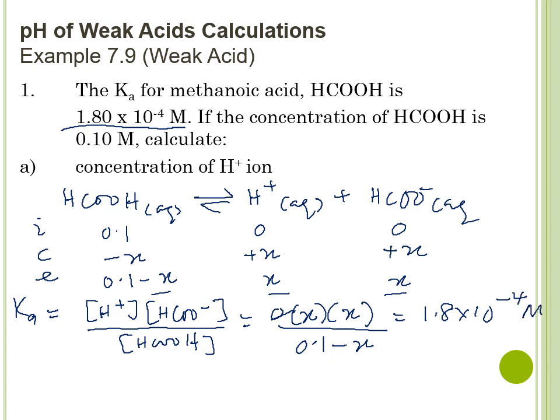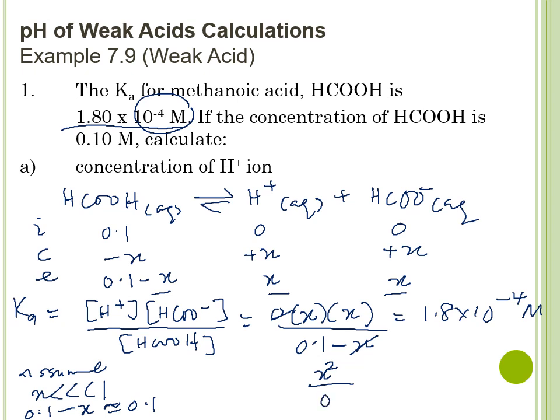So just now, we found that 10 to the power of negative 4 can be used to assume X is very, very small. So 0.1 minus X is equal to or very near to 0.1. We are not going to use X in the denominator anymore because it's very small. So X to the power of 2, X squared, divided by 0.1 equals 1.8 times 10 to the power of negative 4.